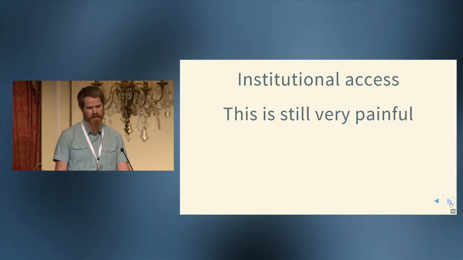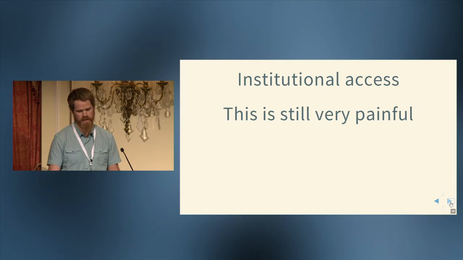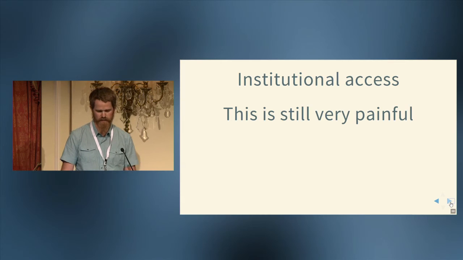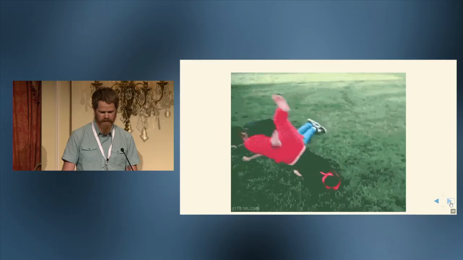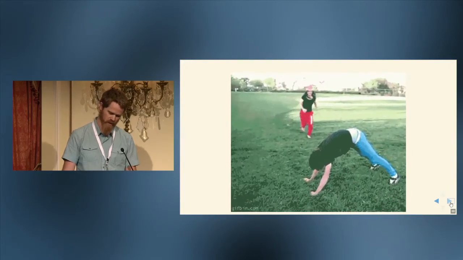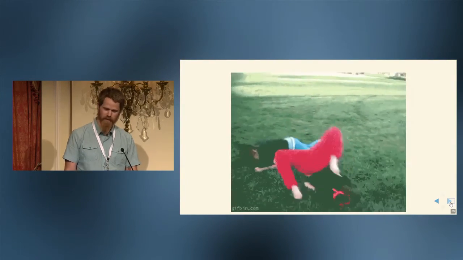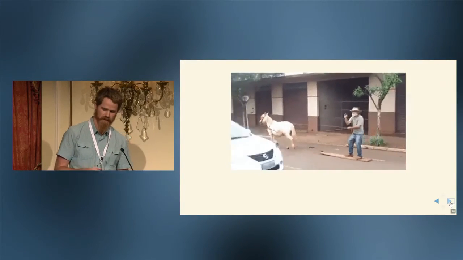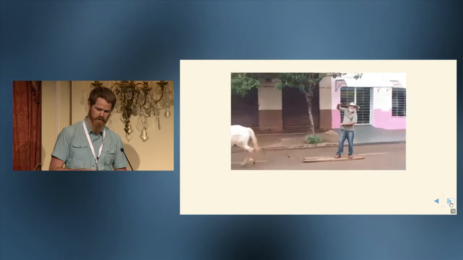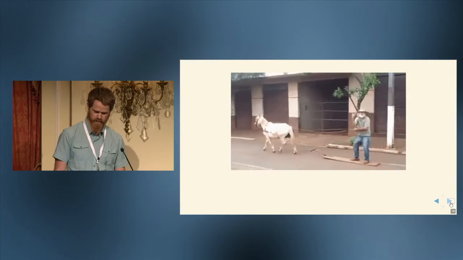Institutional access is related to authorization. This is still very painful. It's a lot like this: you're trying to get access and then it just falls over. But we really want it to be like this. We just want it to be smooth, awesome, you know, surfing behind a donkey on the road.